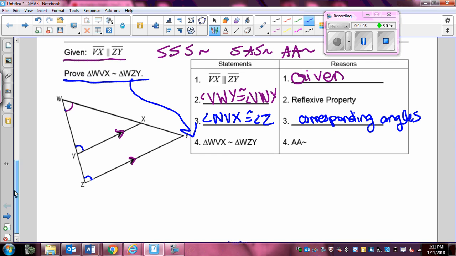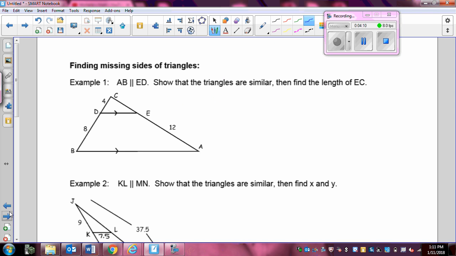Alrighty, guys, go ahead and flip your paper over. It says AB is parallel to ED. So these right here are parallel. Ooh, so we have corresponding angles. Show that the triangles are similar. Then find the length of EC.